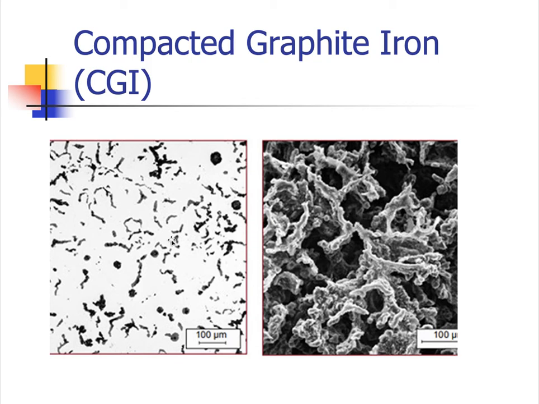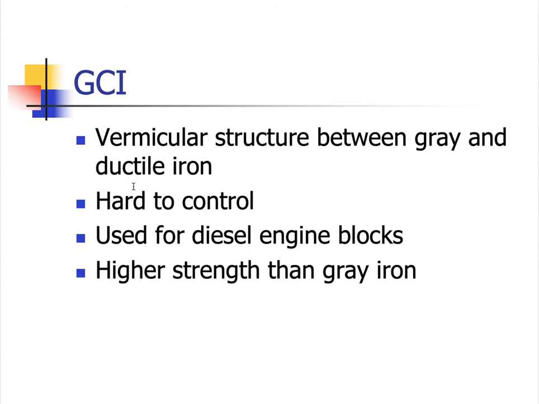How do we do this? Well, we still add magnesium to molten iron to get rid of the sulfur, but we only add a certain amount. We control it to a level that will produce this structure that's halfway between the gray and the ductile iron. Okay, so the Germans call it vermicular, which means worm-like. So the vermicular structure between gray and ductile iron is a lot harder to control than ductile iron. It's used for engine blocks, and it's higher strength than gray iron.